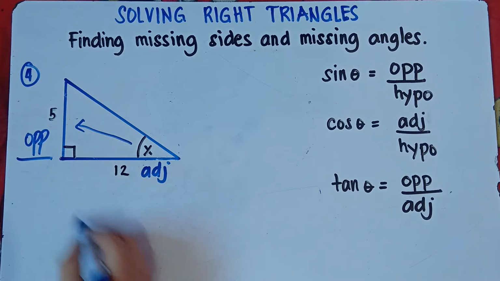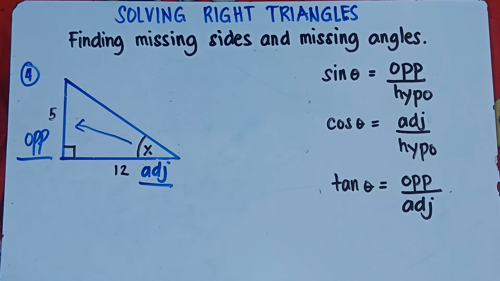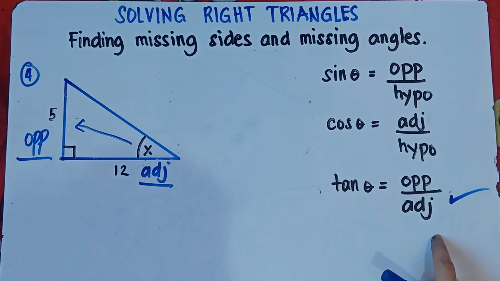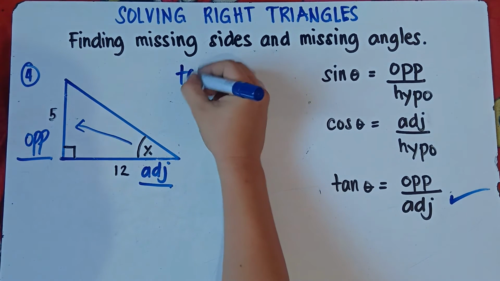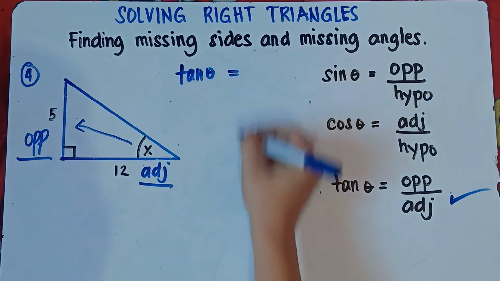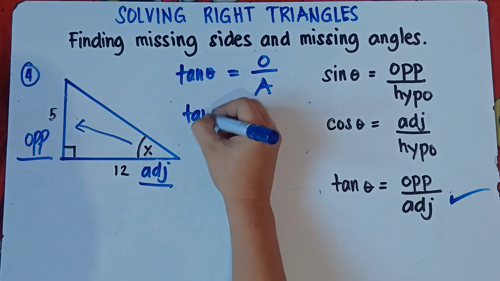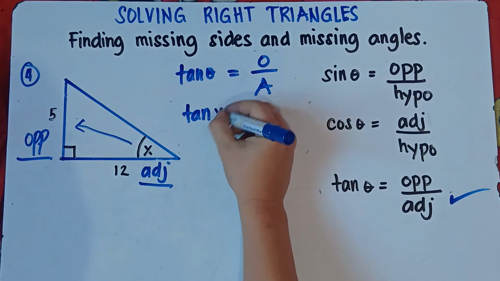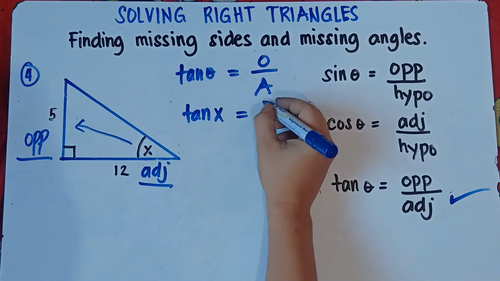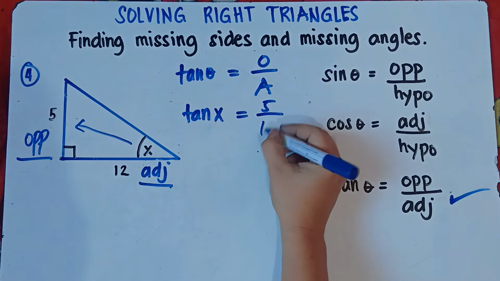So we have opposite and adjacent. Which trigonometric ratio will we be using? That's correct, we can use tangent. So tangent theta equals opposite over adjacent, and our theta is x. So tangent x equals opposite is 5, adjacent is 12.